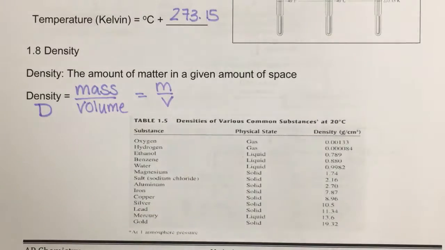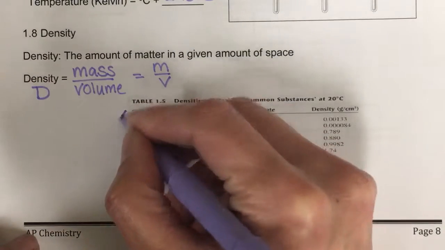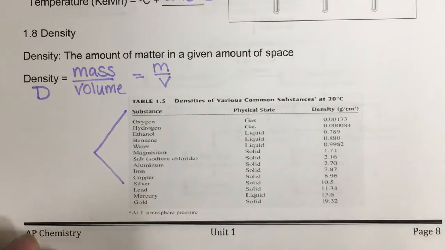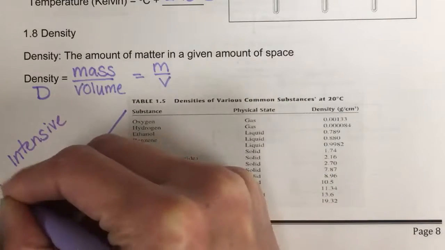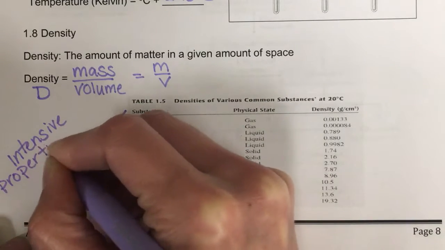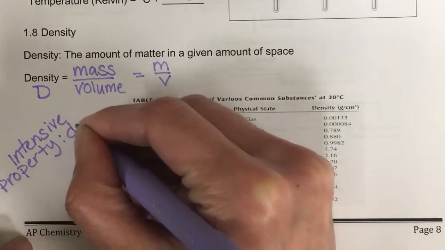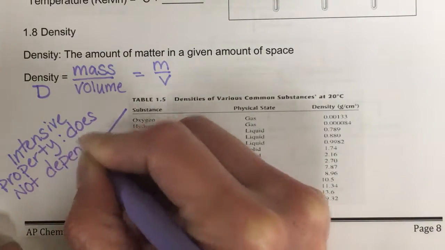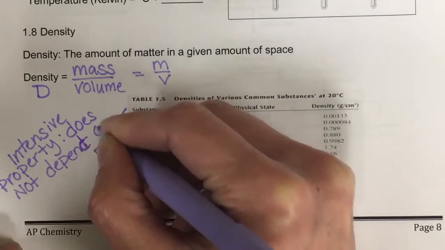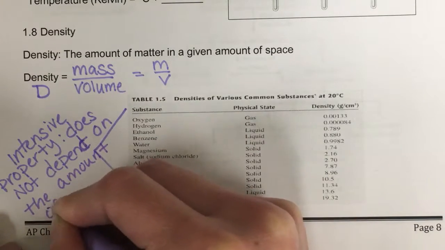And if you look at the table below, the table actually gives you a bunch of density values for different substances. Now the reason that it can do that is density is called an intensive property. Now what it means for something to be an intensive property is it does not depend on the amount of stuff.